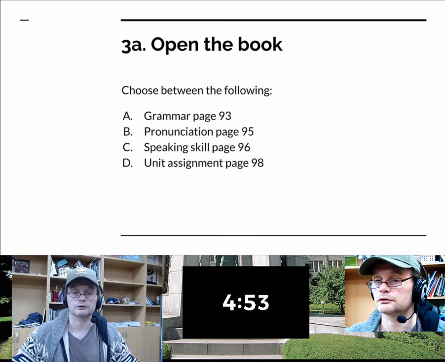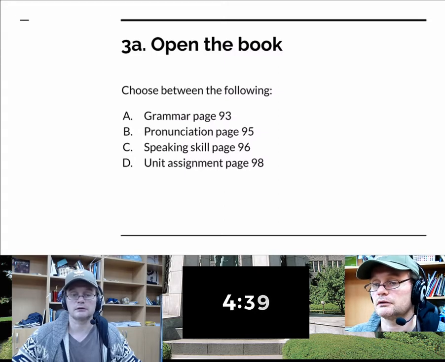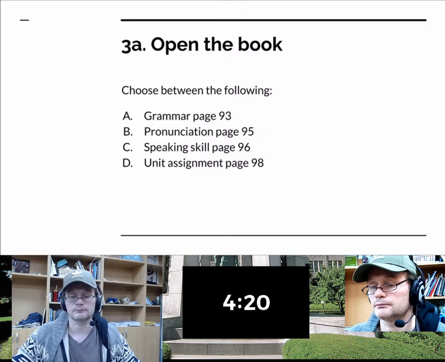So I want you to go to your book, page number 93, 95, 96, and 98. Do the grammar, the pronunciation activity, the speaking skills. I think the grammar is probably the best thing to do, and the unit assignment. The other two may involve some problem because of the recording that you'll need to listen to. So if you have the new book and online access, then you should do these two. Anyway, I'll give you 4 minutes 20 seconds to do that.